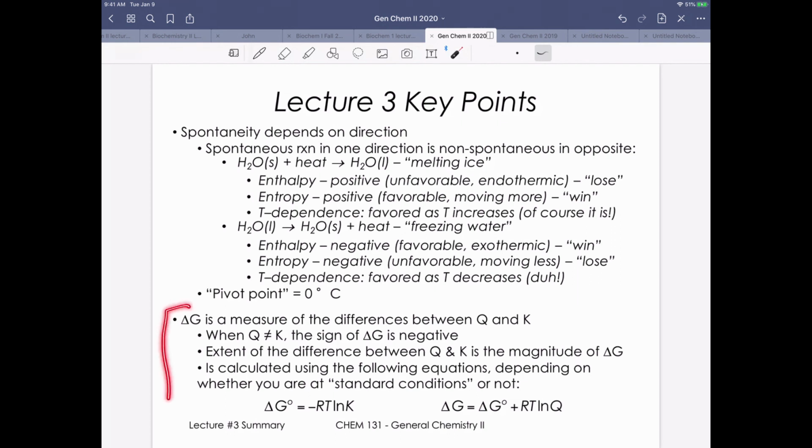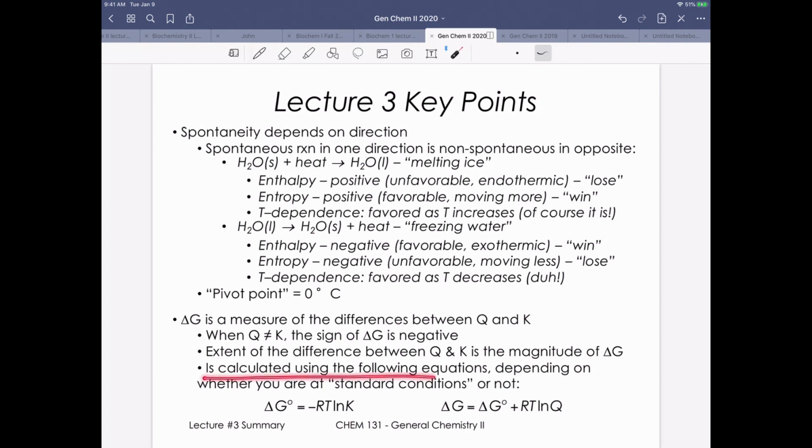And then lastly, we did connect some previous concepts, thinking about a Q versus K comparison, right? So thinking about tying together equilibrium and spontaneity. When we are not at equilibrium, we are going to have a reaction that's spontaneous. We're either going to keep moving in the forward direction to be spontaneous, or we may need to reverse the reaction in order to be spontaneous. So how far we are away from K, the magnitude of the difference between Q and K, will be reflected in the magnitude of delta G.